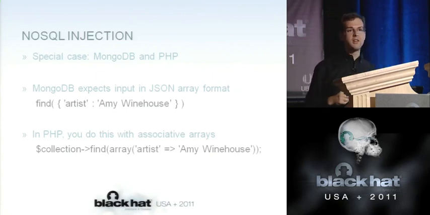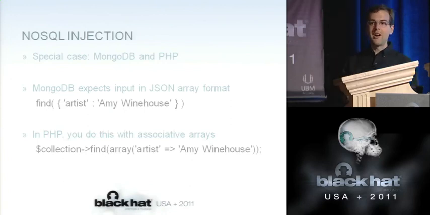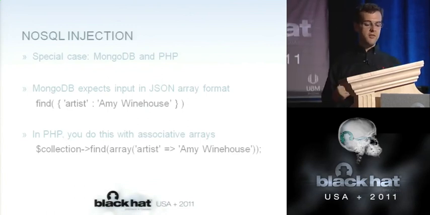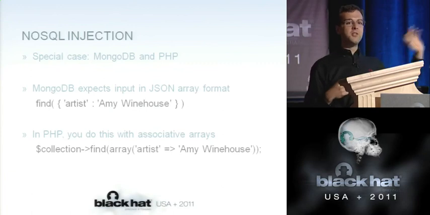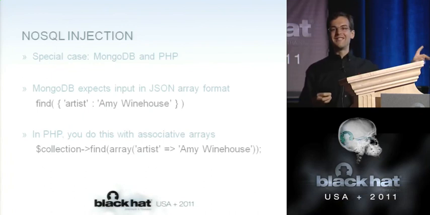But the special case here that you need to know about is MongoDB and PHP, which is a pretty common combination. MongoDB expects its input in a JSON array format. So if I've got a music database and I want to find all the albums where the artist is Amy Winehouse, I would say find artist Amy Winehouse. Sorry, was that too soon? Sorry.